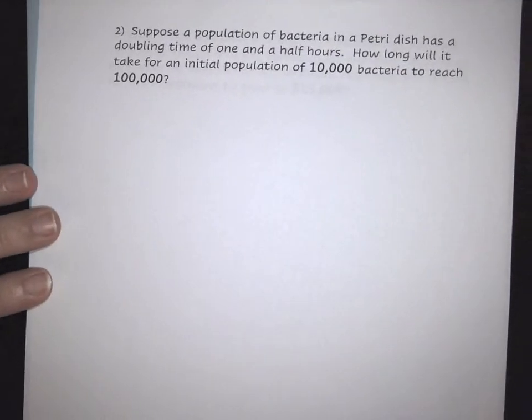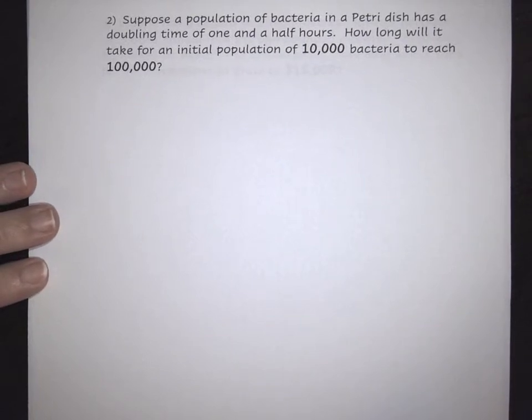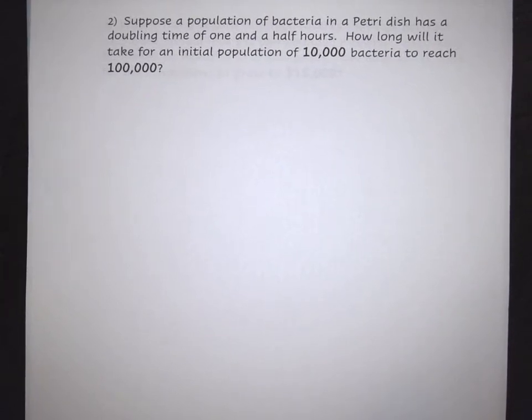Let's take a look at this next one. Suppose we have a population of bacteria in a petri dish that has a doubling time of 1.5 hours. How long will it take for an initial population of 10,000 to reach 100,000?